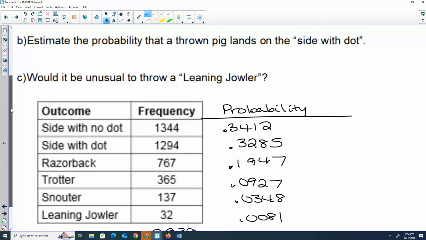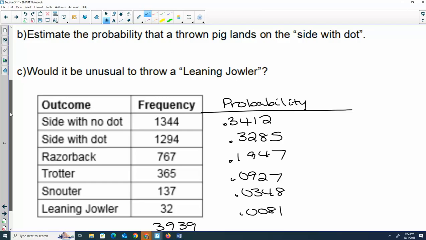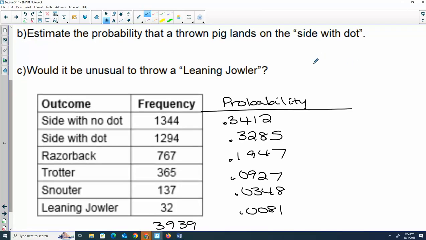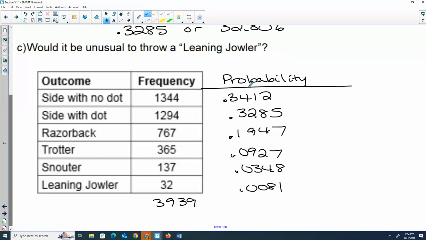So based on this, what's the probability that a pig lands on the side with a dot? 32.85%. And you can give me the decimal or the percent. Just make sure if you give a percent, you put the percent symbol by it. Would it be unusual to throw a leaning jowler? Yes. It's under 5%. It's 0.8%, and anything less than 5% is unusual. So that is most definitely unusual.